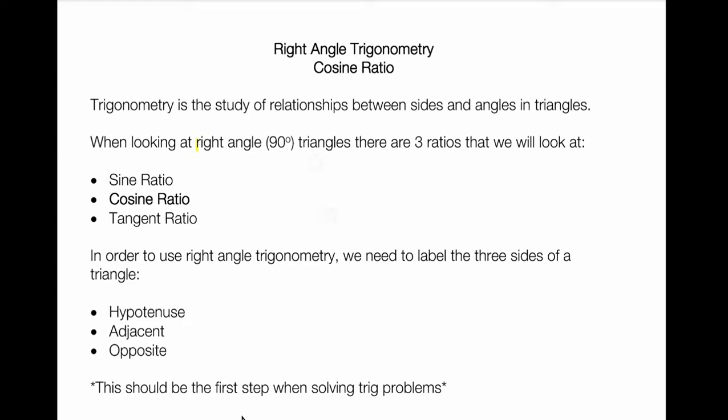So again, remember, right-angled trig focuses on right-angled triangles or 90-degree triangles. There are three ratios that we could use. We've already looked at sine and tangent ratios, so we're looking today at the cosine ratio. Remember, in order to use right-angled trig, we need to label all three sides of the triangle, the hypotenuse, the adjacent, and the opposite. And this should be the first step when solving trig problems.